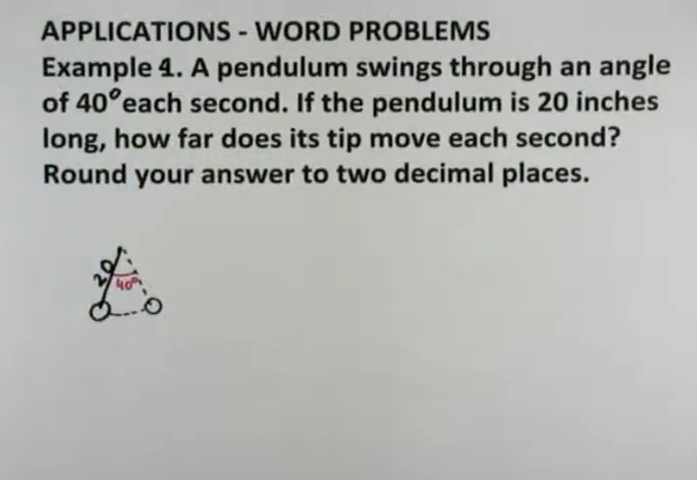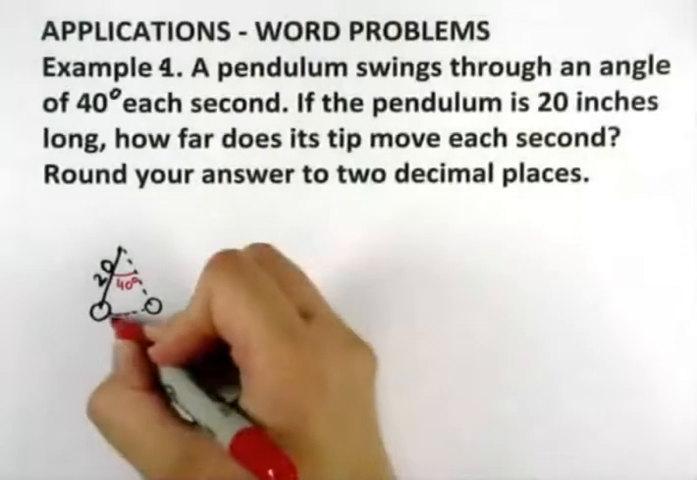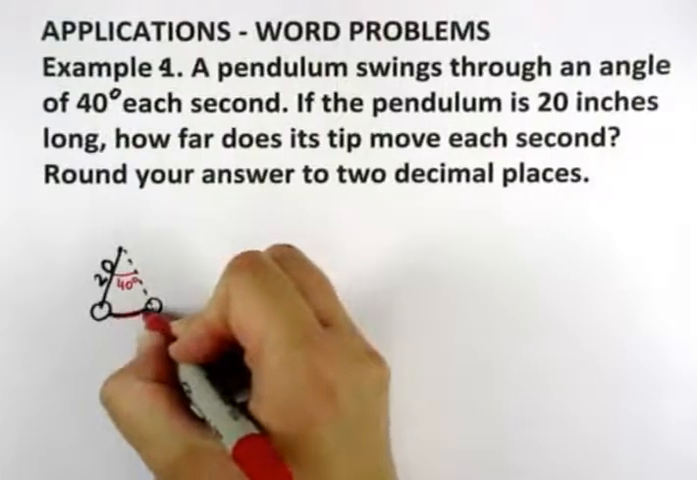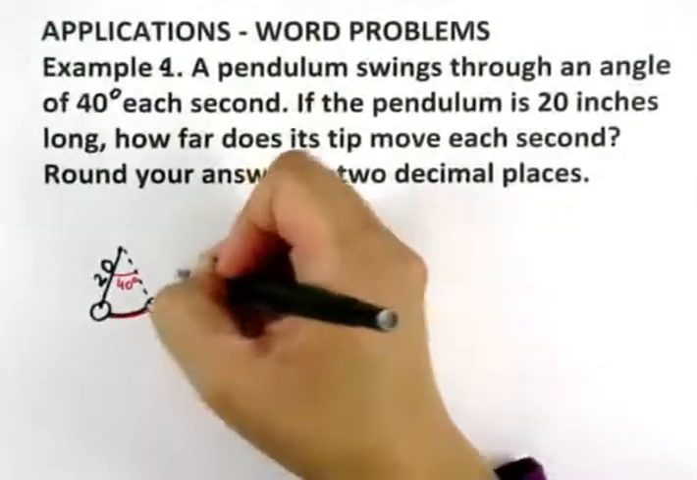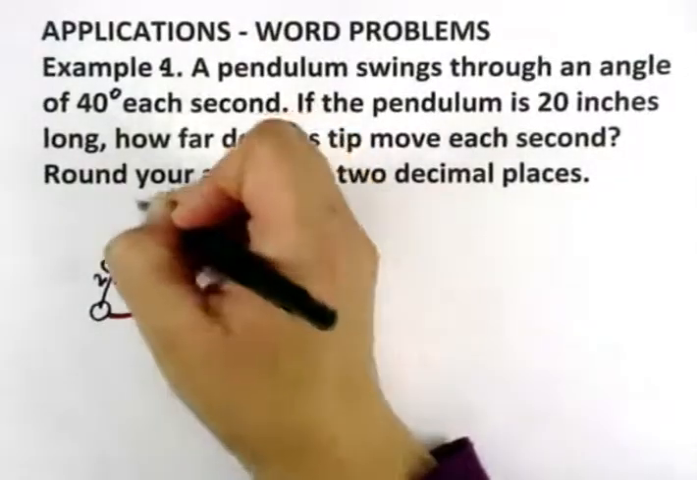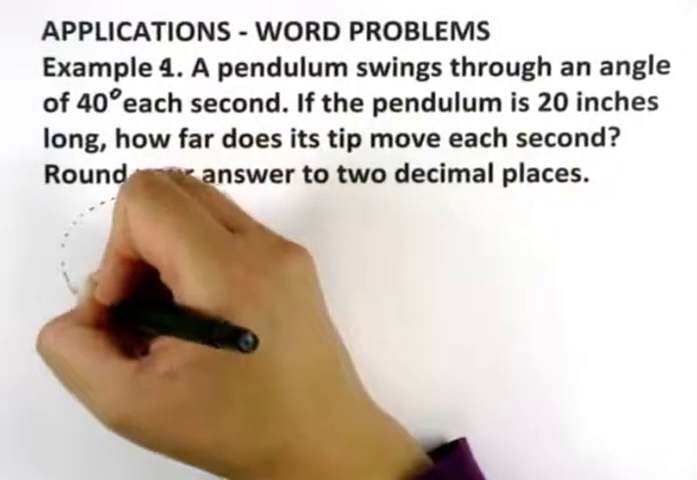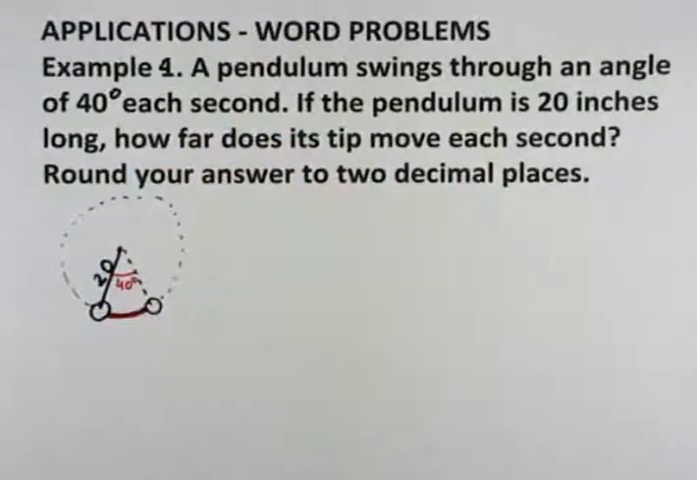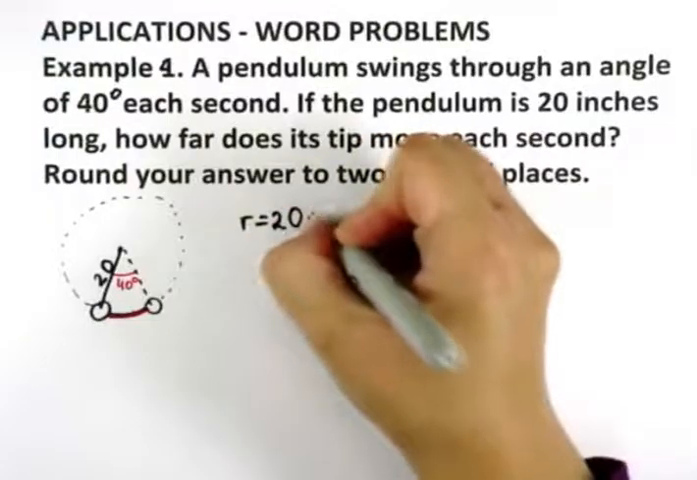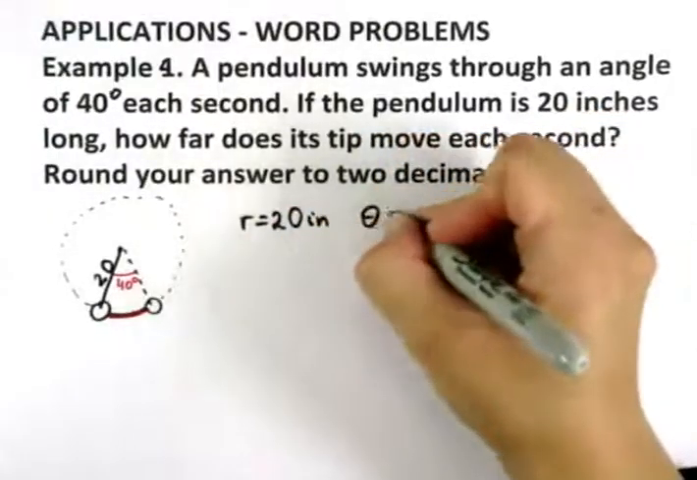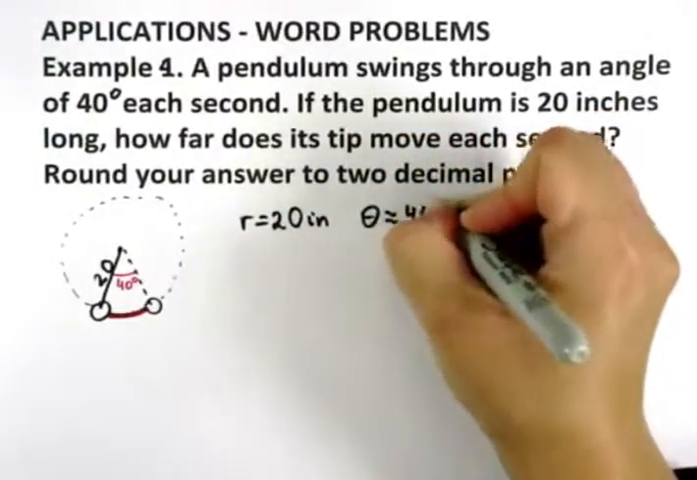So what do we need to find? How far does the tip swing? So we need to find this length, and this length is nothing else but the arc length, if I consider the whole circle. So we have that my R is 20 inches, and theta is 40 degrees.